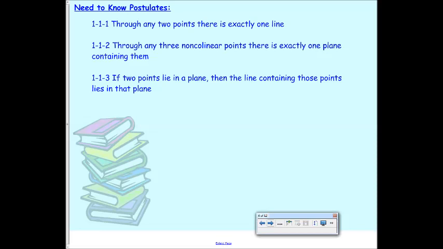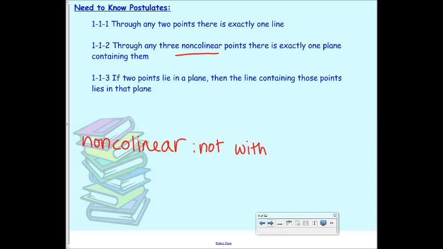Okay, so for any 3 non-collinear points, this is the only vocab word in here that you really need to know. Let's try to break down what this means, because you have a lot of knowledge on prefixes and suffixes. What does non mean? So it's not. What does co mean? With. So not with, like my coworkers or people I work with, your co-students, people we go to school with. So not with. And what do you think linear means? A line. So not with, or not on the same line.